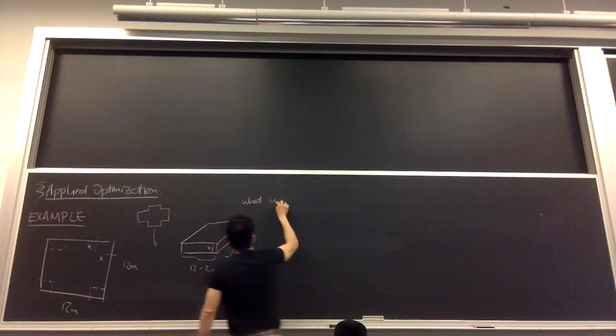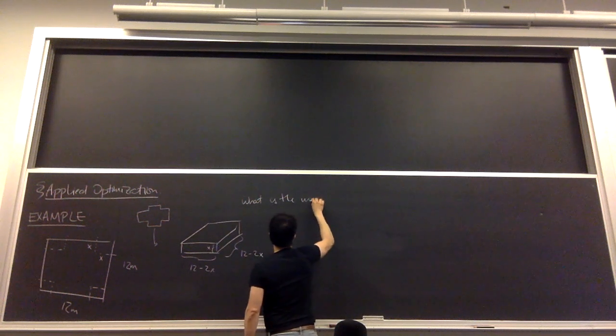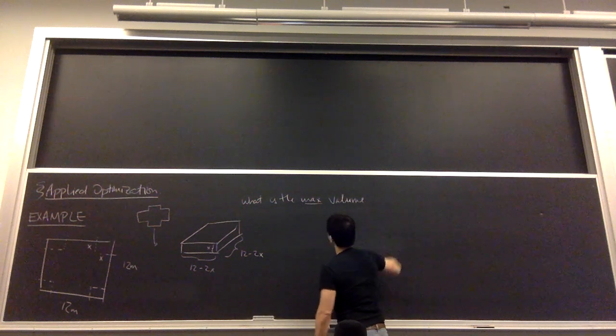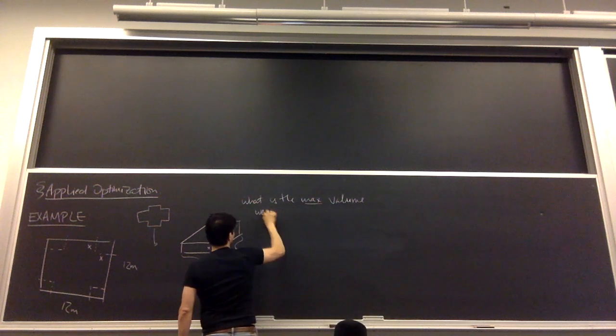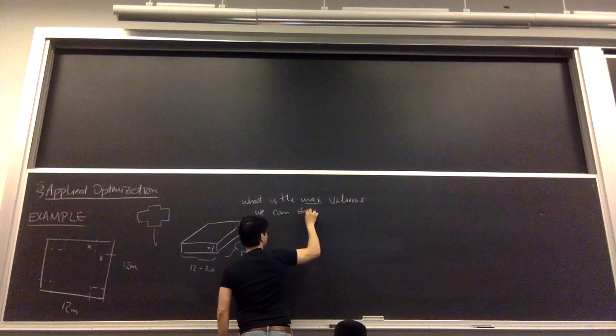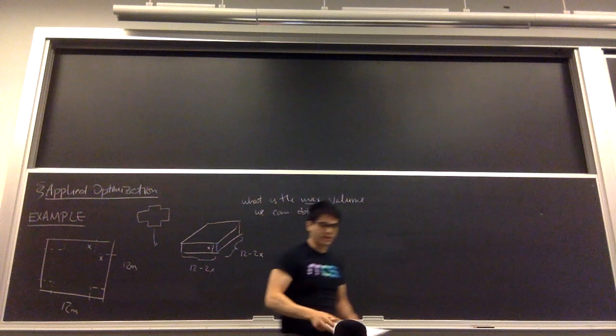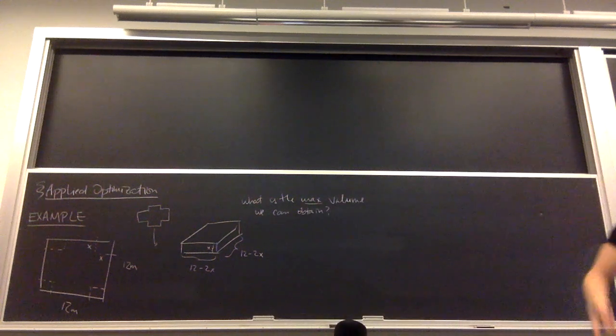And the question at hand is, it's going to be less organized than usual. What is the maximum volume we can obtain? This is a very sensible question that would easily arise in the real world, so to speak. How much can we put in a box if we're going to make it out of a sheet of paper that big? So where should we start, you think?